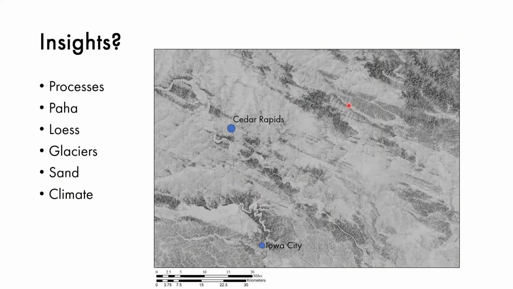So what are the insights that I'm hoping to find here? Well, one of the things that I'm hoping to look at is processes. So how do things form? Geomorphology. I'm also trying to explain the paha and their connection to the loess and glaciers. And then all of these related to Aeolian sand, because one of the things that all of these signal is that there is a different climate when these changes were occurring. So the process that formed the Iowan erosion surface isn't ongoing.